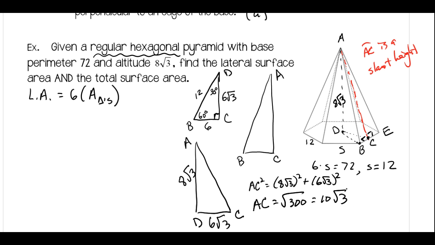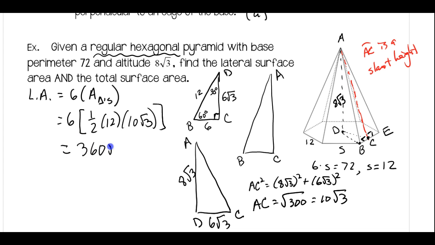And then I can find the lateral area. That's going to be 6 times 1/2 the base, which is 12, times the height of that face, which is the slant height, which is 10 root 3. And if we go ahead and figure that out, it's going to end up to be 360 root 3 units squared. So then to find the total area, I just have to add in the regular polygon base.